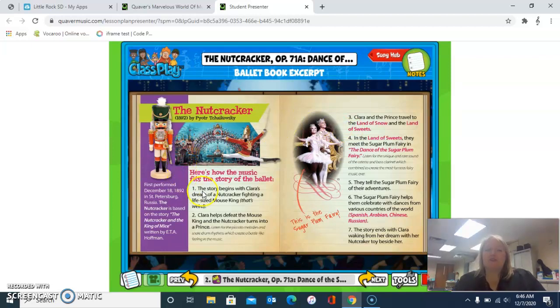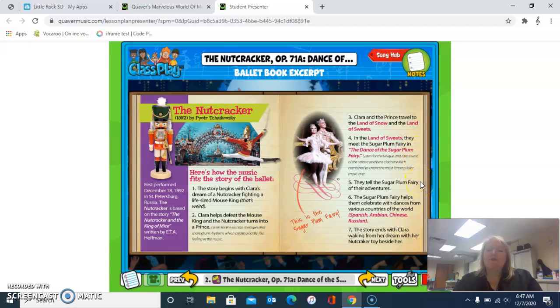So the story begins with Clara's dream of a Nutcracker fighting a life-sized Mouse King. And of course it says right here, that's weird. So he's fighting a big old life-size Mouse King. Clara helps defeat the Mouse King and the Nutcracker turns into a prince. Clara and the prince travel to the land of snow and the land of sweets. In the land of sweets, they meet the Sugar Plum Fairy in the dance of the Sugar Plum Fairy.